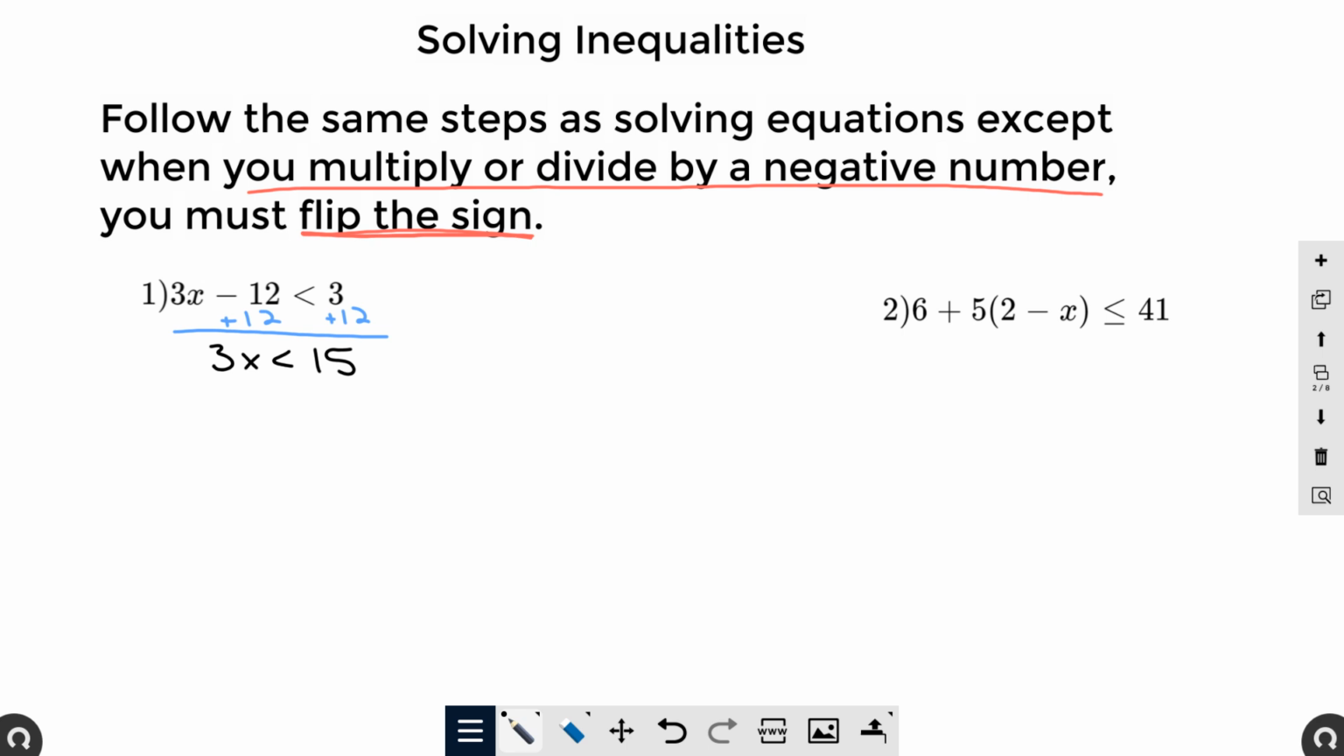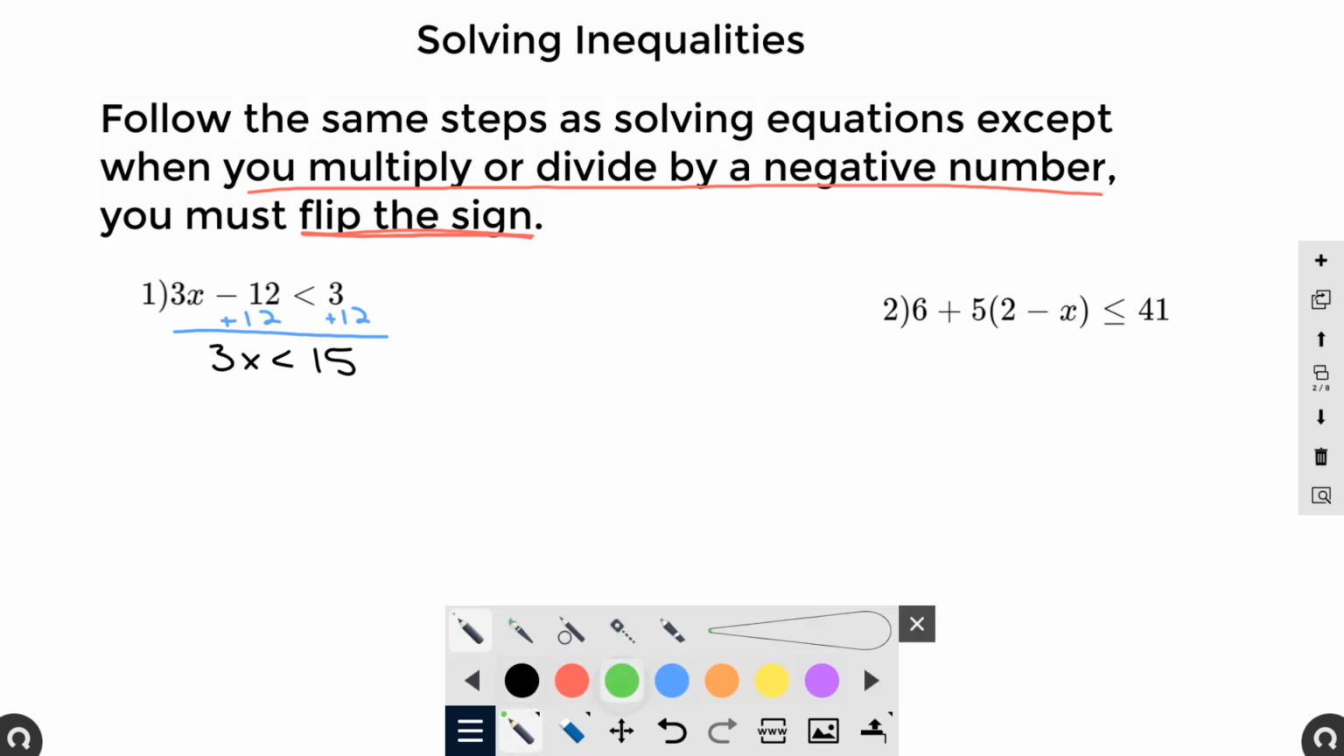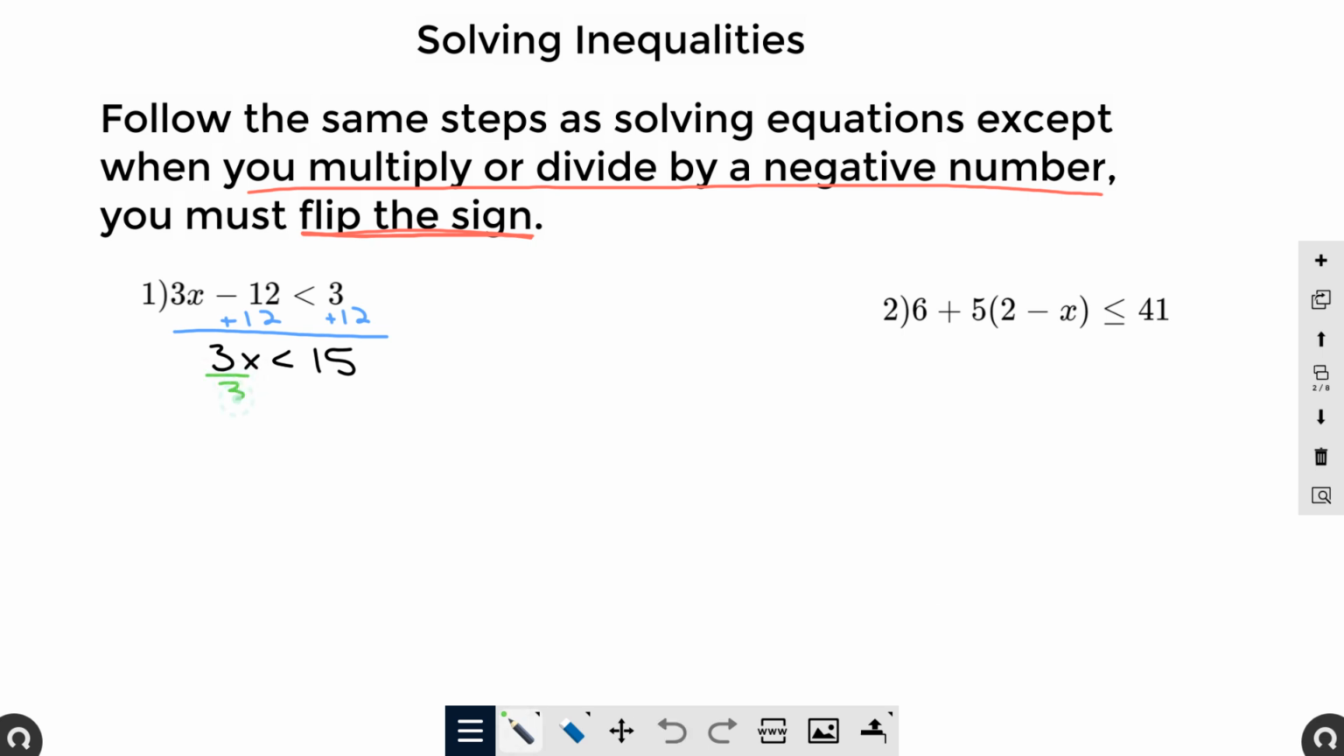Then what would you do? Divide by 3. Now, anytime that you divide, you have to think to yourself this sentence up here. Did I divide by a negative number? Nope. So I leave the sign the same. So I end up with x is less than 5. So the additional part that we have to do on here is we have to say what numbers are less than 5, because it can be anything less than 5 will make this inequality work.